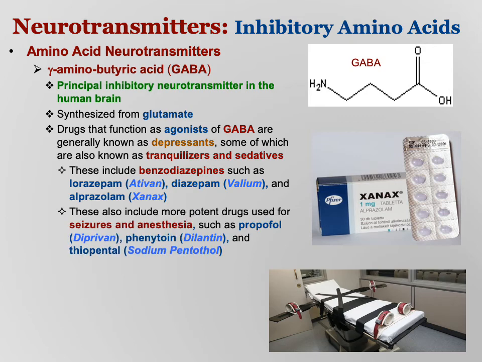So these also include more potent drugs for seizures and anesthesia, such as propofol, Diprivan, phenytoin, Dilantin, and thiopental, which everybody calls sodium pentothal. These are much more powerful agonists of GABA, and they use them to control seizures. Somebody who's seizing, they'll give them one of these drugs, or they'll use them for anesthesia. All right, propofol, that's what killed Michael Jackson.